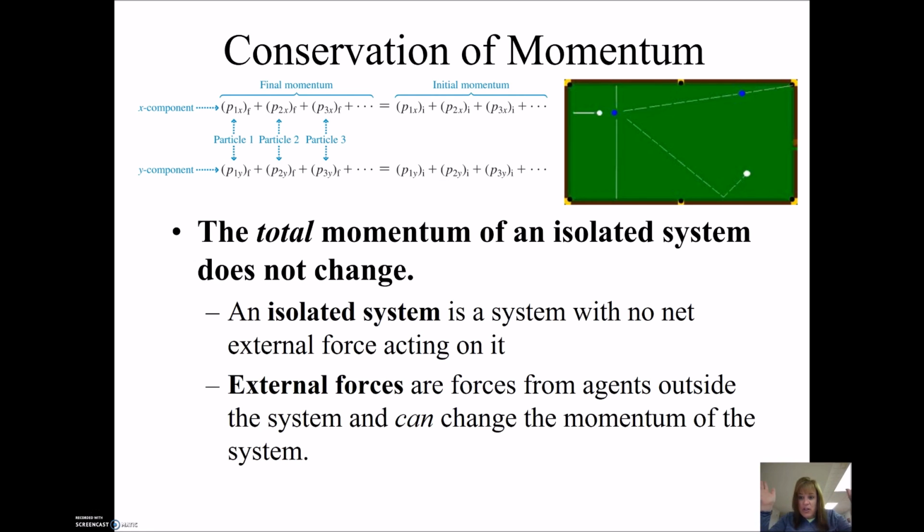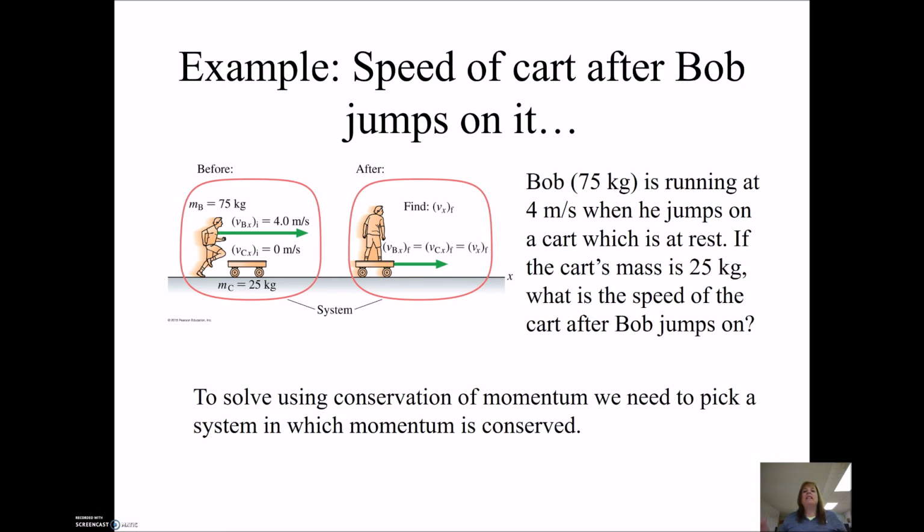I still don't get what an external force is, right? Well, let's take a look at an example. Let's take an example of Bob running and jumping onto a cart, kind of like jumping onto a skateboard. If he sticks to the skateboard, him and the skateboard are going to move together after the collision. So here we have an example where Bob, who has a mass of 75 kilograms, is running at a speed of 4 meters per second. He jumps on a cart that's at rest, and then together they move off together. I want to know, what is their speed afterwards?